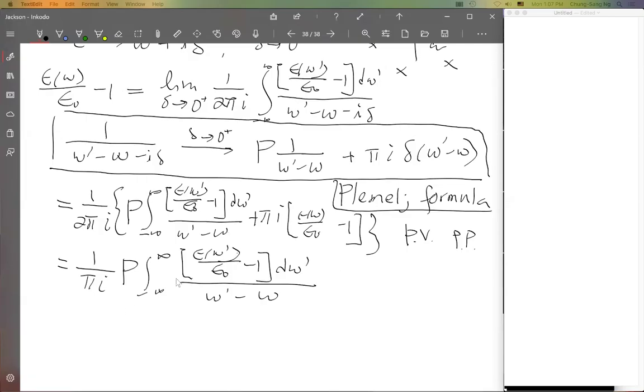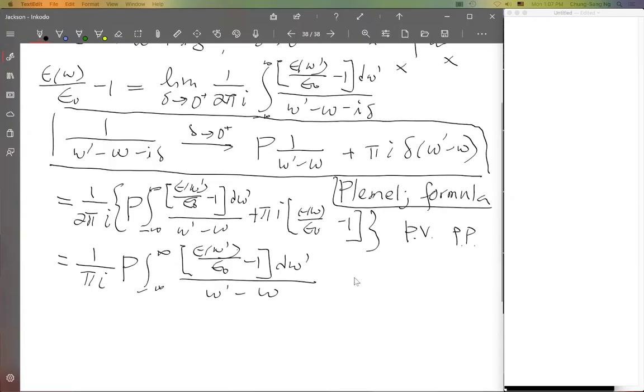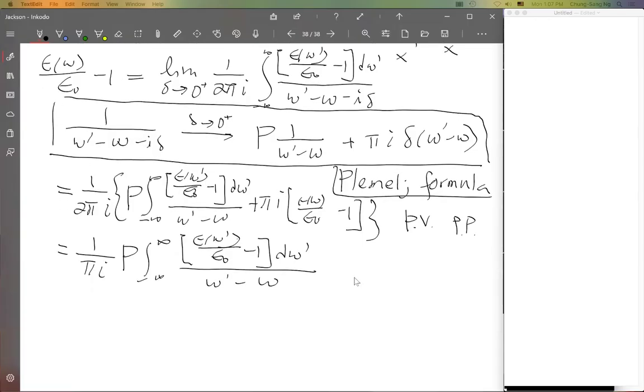Okay, due to the real part. Okay, so that would be the imaginary part. So what you get from this complex equation is the relationship between the real part and imaginary part of this function. So the real part of this function will be related to the imaginary part of this function.